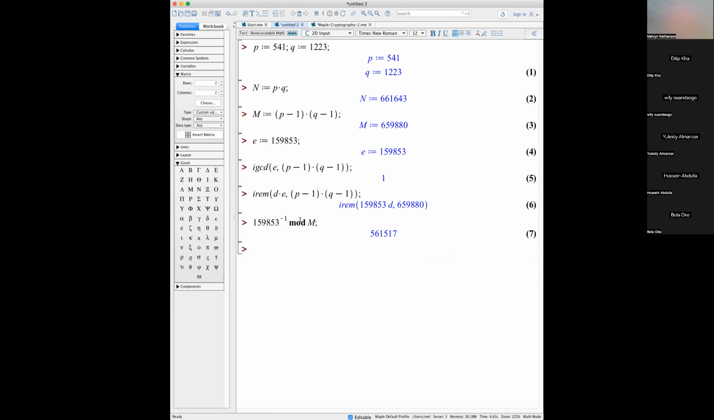So this says that the inverse is 561,417. That's the number. That's the private signing key D. Right. Okay. So thank you. I didn't know that mod command was so simple, even that it existed. Very good. So that gives me the private signing key.